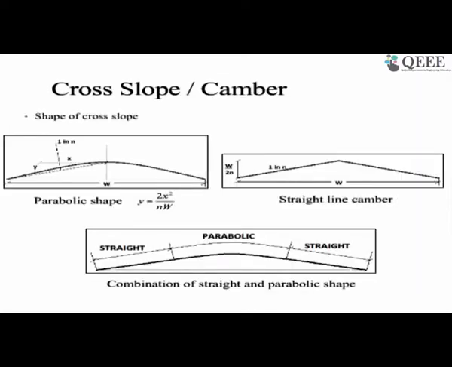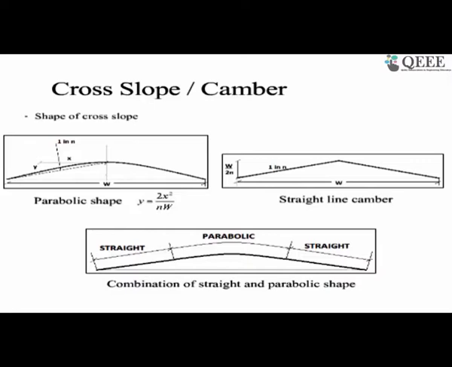Now we'll move to the next slide, where you'll see the different types of cross slope or camber. Basically you will see three different types of shapes. One is the parabolic, which is on the top left side. The other is the straight line camber, which is on the top right side, and then the combination of those two, which you see in the bottom.